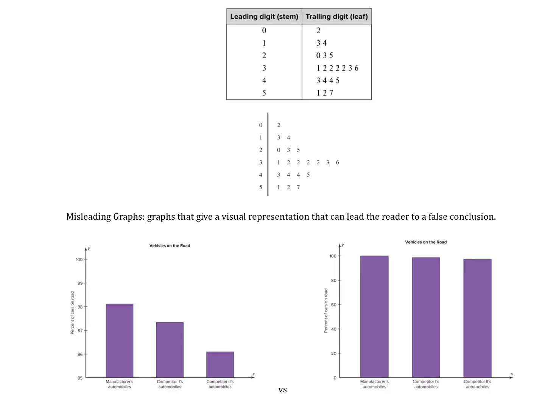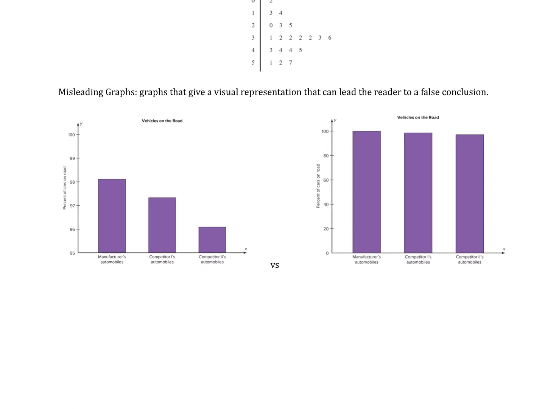All right, and then more about misleading graphs. So we talked about this a little bit. There is the exact same data in both of those graphs. Okay? What's the difference? The Y values. This shows you from 95 to 100 versus this, which shows you from 0 to 100. Left or right, which one is more of an accurate representation of the data? The one on the right.